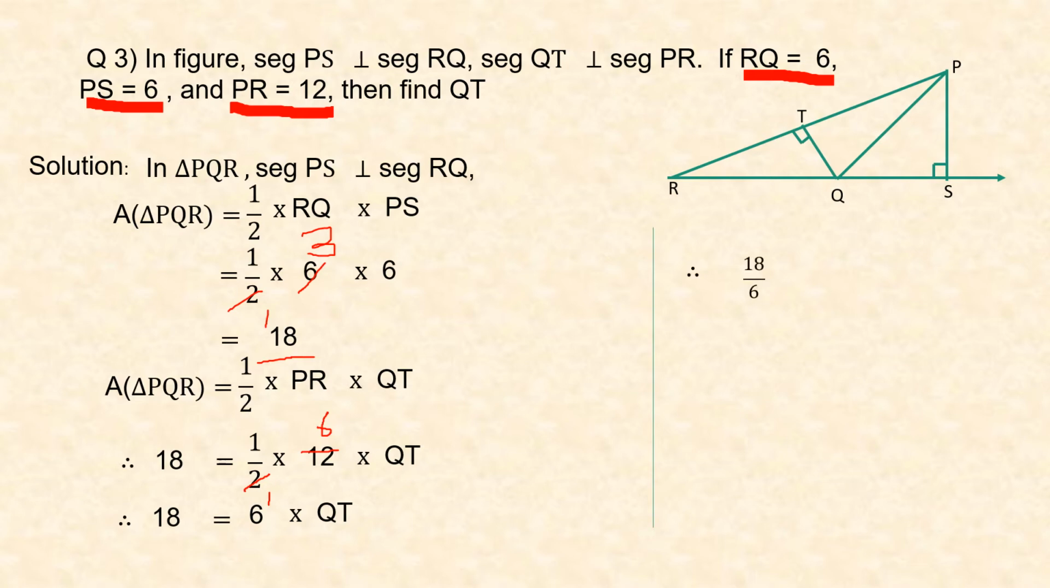Therefore 18 upon 6. When this 6 goes from right to left, here is multiplication. Therefore here 6 comes in the denominator, means division, is equal to QT. 6 ones are 6, 6 threes are 18. Therefore QT is equal to 3. This is the answer.